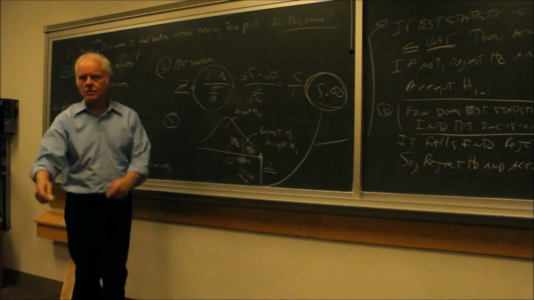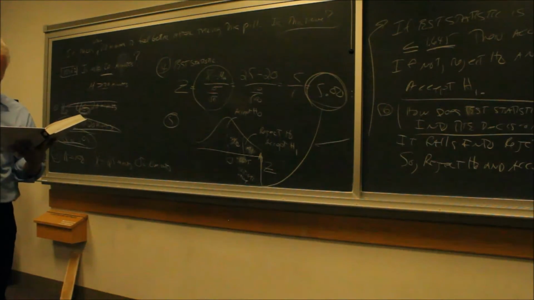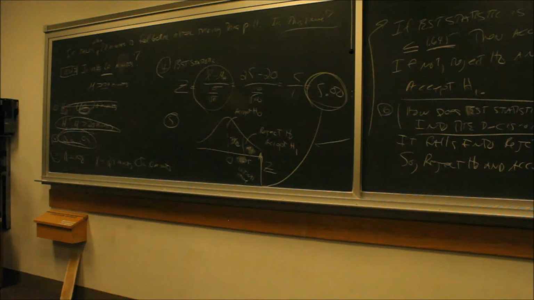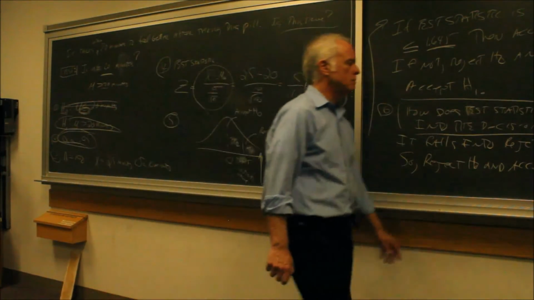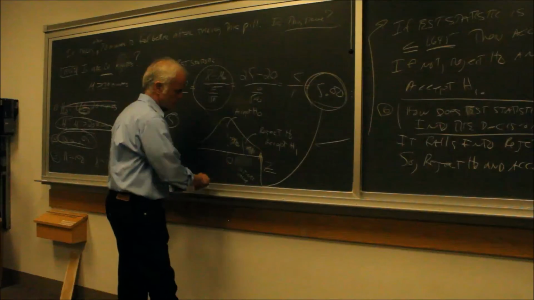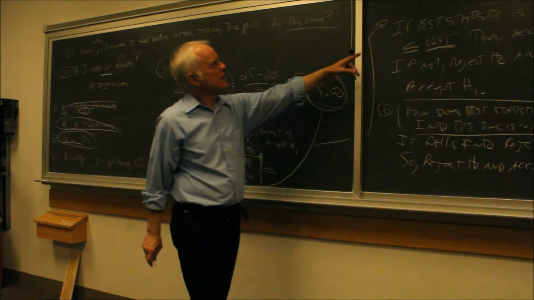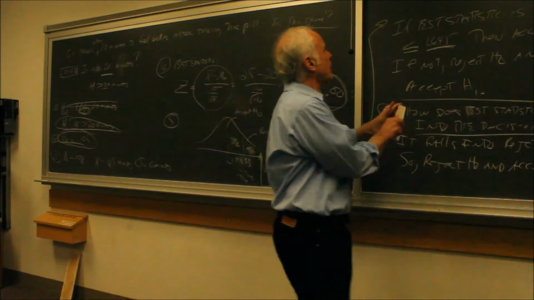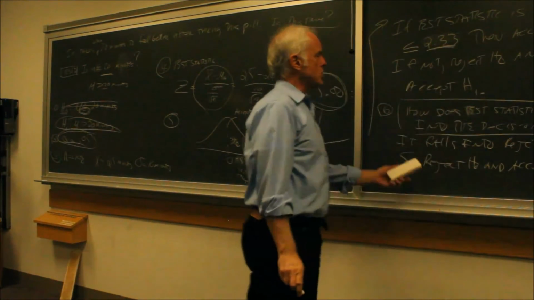And so when you look up in the table, you look up the closest thing to 0.49, what do we see? We see 0.4901. It's 2.33. And so the critical value is not 1.645, it's 2.33. And so, if the test statistic is less than 2.33, then accept H0. If not, reject H0 and accept H1.